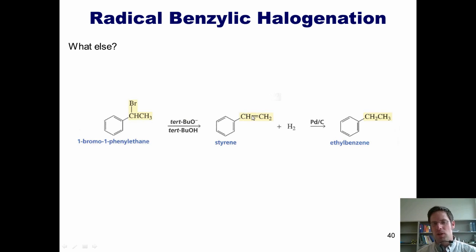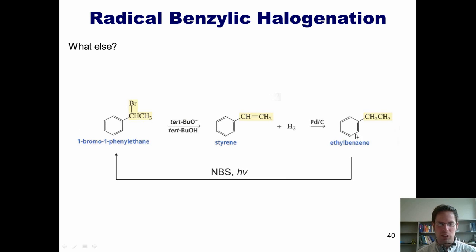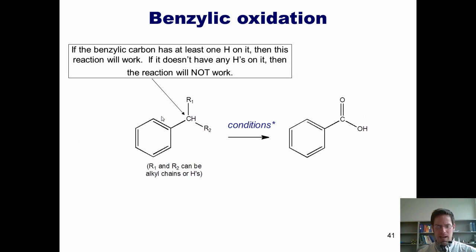If I have this product and I treat it with hydrogen gas and palladium, I can also reduce it to generate ethyl benzene. The humorous thing about this slide is that if you were to treat ethyl benzene with NBS and light or Br2 and light, you would actually produce the starting material. Thus, converting this starting material, 1-bromo-1-phenylethane, into ethyl benzene by this sequence would be a stupid waste of time. However, it does illustrate synthetically that you are able to do an elimination on a benzyl substituted bromide.